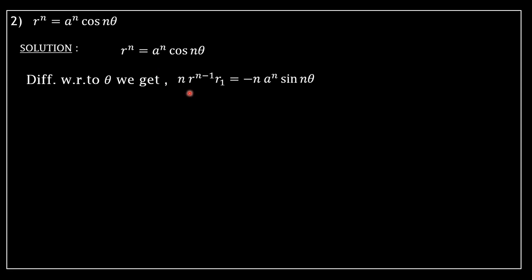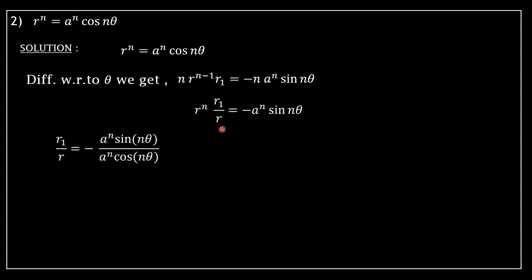It is n into r to the power n minus 1 into the differentiation of r with respect to theta, that is nothing but r1, equal to a to the power n, which is a constant, so keep it as it is, into the differentiation of cos n theta with respect to theta. What is the derivative of cos n theta? It is minus sine n theta into n. Cancelling n and observing that r to the power n minus 1 can be written as r to the power n divided by r, the ratio r1 by r is equal to minus a to the power n sine n theta divided by r to the power n.